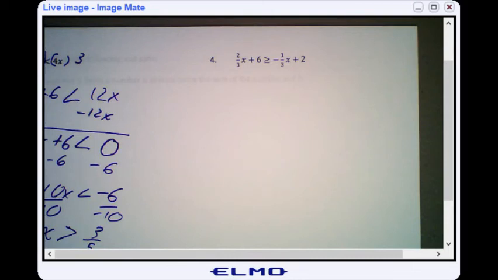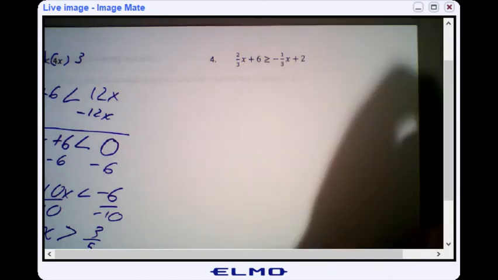For this inequality, I have 2/3 x plus 6 is greater than or equal to negative 1/3 x plus 2. See the fractions? They are coefficients of the x, so I'm not going to go multiply yet. I'm going to get the x on one side, numbers on the other. So I like my x's to be on the left.